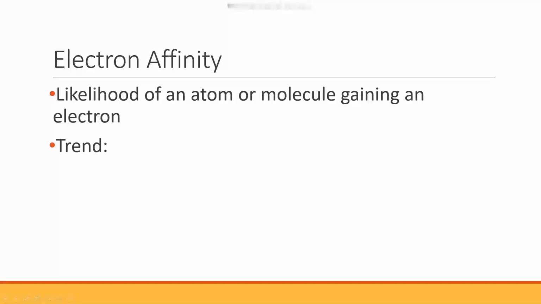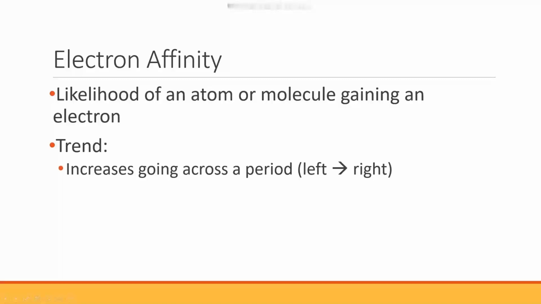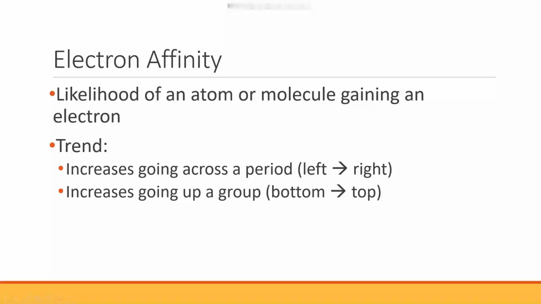And the trend goes via this path. So it increases going from left to right, so across a period, and it also increases going up a group, so bottom to top. The reason for this trend is because as you go from left to right and from bottom to top, electrons will become more attracted to that center nucleus, and thus they are more likely to be added on to a certain atom.